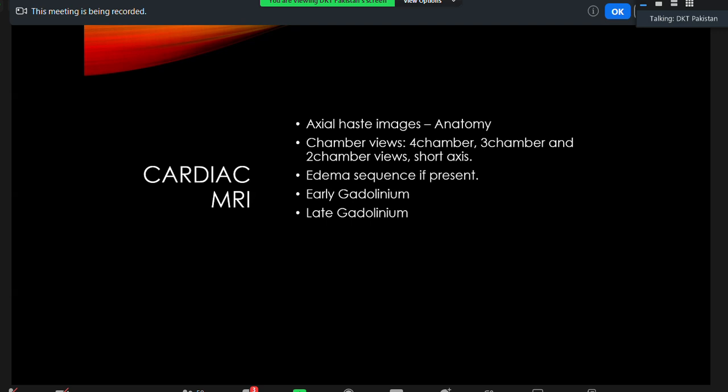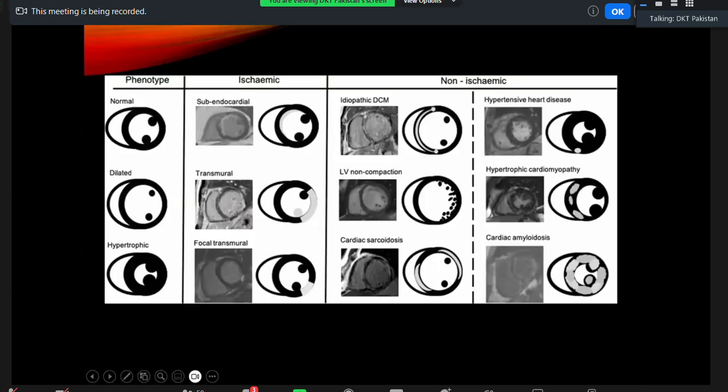The late gadolinium sequence is the most important sequence, and we look at the enhancement pattern in it. We can have an ischemic pattern and a non-ischemic pattern. The ischemic pattern is subendocardial, and it spreads towards the epicardium. It can be subendocardial only, it can be transmural involving the whole wall, and it can be a focal transmural as well. So this is an ischemic pattern of enhancement.